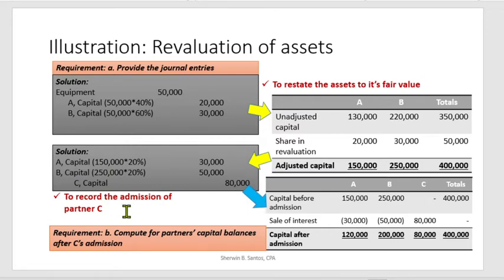Okay. We record the admission of C. So now, based on the journal entry and the admission of the new partner, we can generate the new capital contribution table. So we look at this. The capital after admission for A is 120, for B 200, for C 80,000. A total of 400,000. So walang changes sa net assets ng partnership because it is a purchase of interest. So tinransfer mo lang yung equity ng bawat selling partner to the new or the buying partner. So this is your requirement B, the partner's capital balances after C's admission.